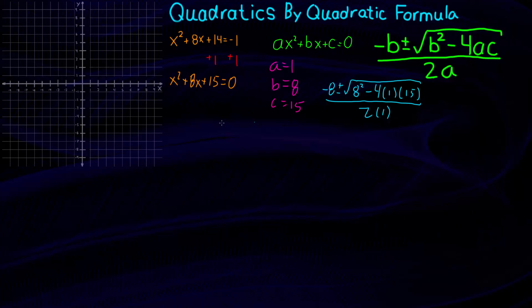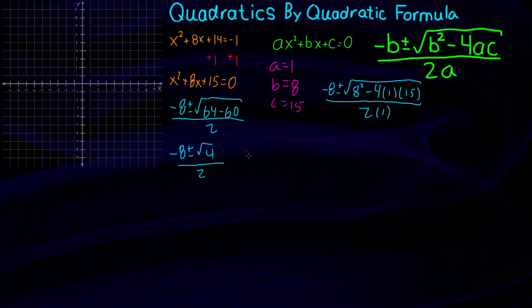So now we want to start getting this down to a more usable form. We'll keep the negative 8 here, plus or minus the square root of 64, that's 8 squared, minus 4 times 1 times 15. So 2 times 15 is 30, so 4 times 15 is 60. 64 minus 60. And then we're dividing all of this by 2. We can rewrite this further as negative 8 plus or minus the square root of 4, since 64 minus 60 is 4, and then we're dividing this by 2.